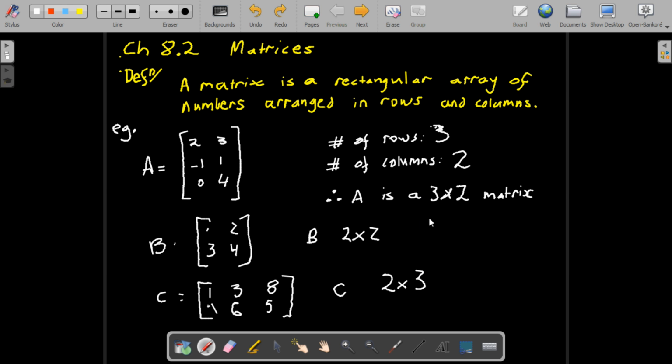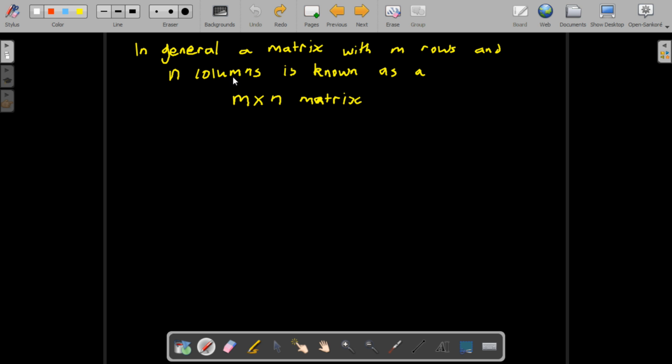So this is called the order of a matrix. This one, this, and this, they're all called order, or matrix order. So it's always rows by columns. In general, a matrix with m rows and n columns is known as an m by n matrix. So that's a bit of a summary of what I've just shown. Okay, always rows by columns.